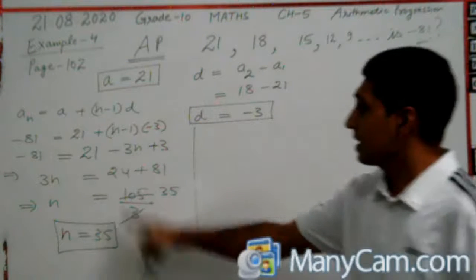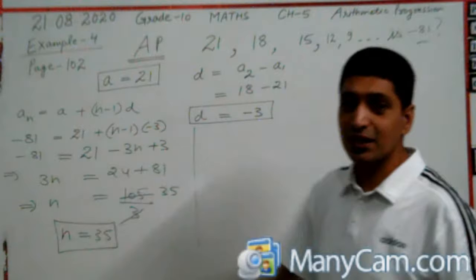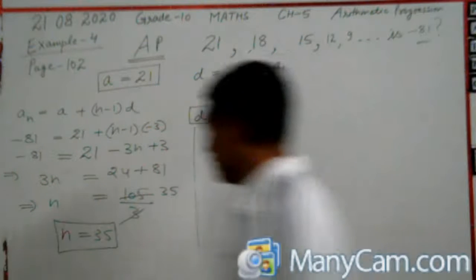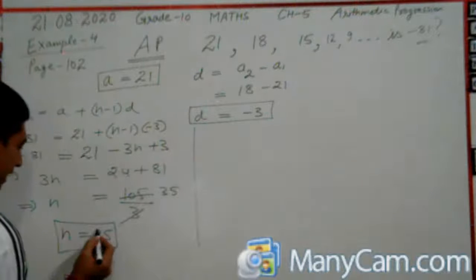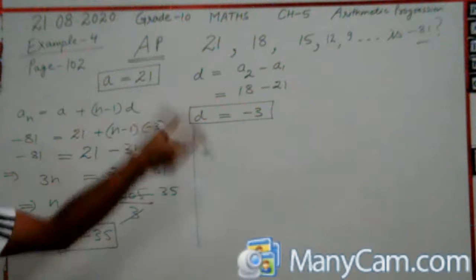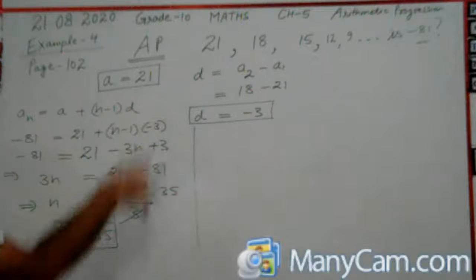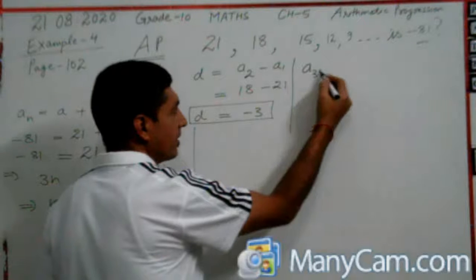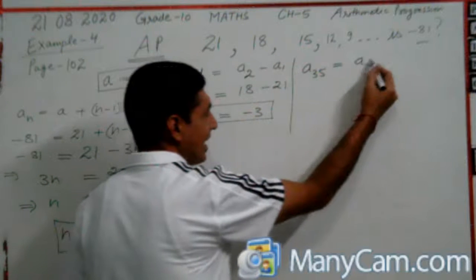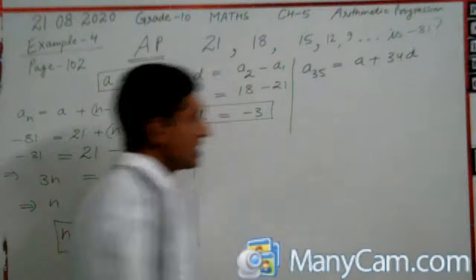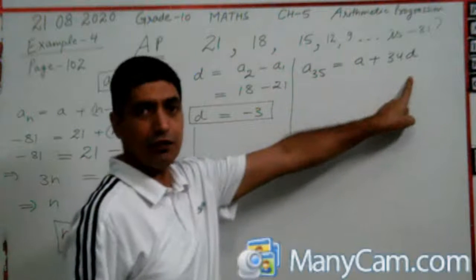Yes, minus 81 is a term of this AP. Why is it a term of this AP? Because n is coming 35, so it is the 35th term of this AP. If you want to get it confirmed, let me check that A35 can be written as A plus 34D. What is it? A plus 34D.